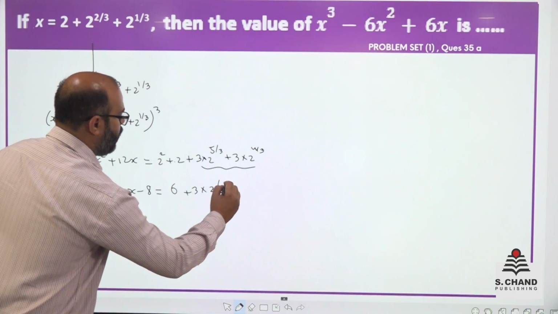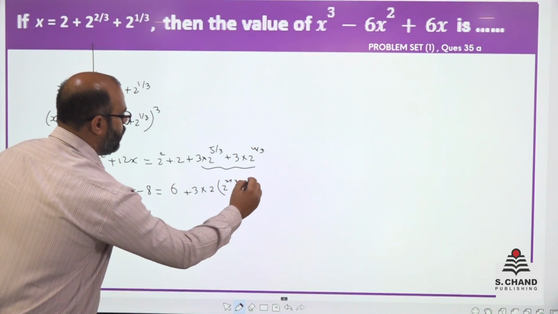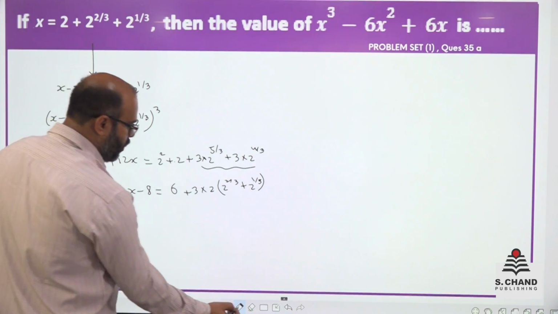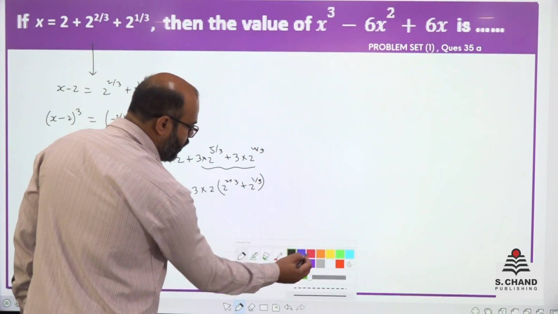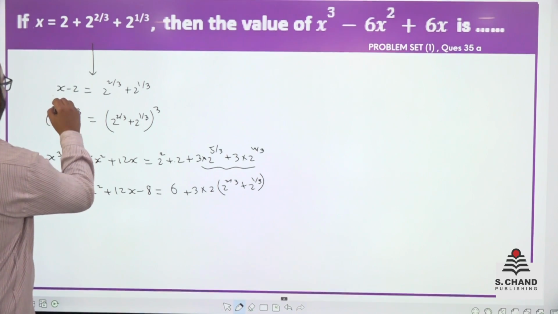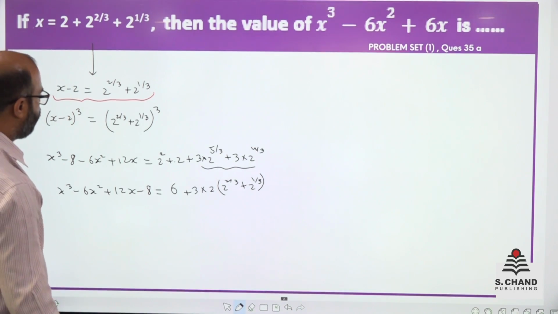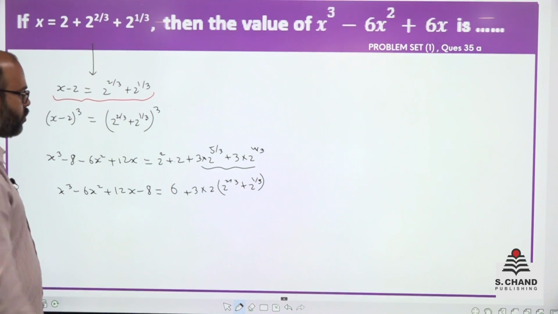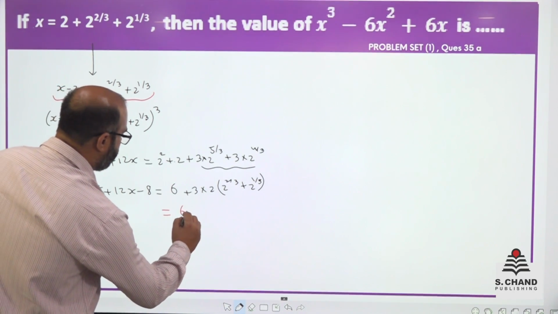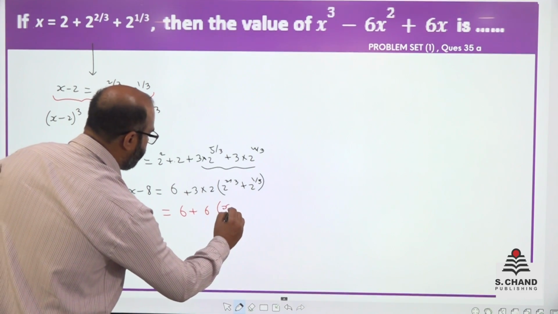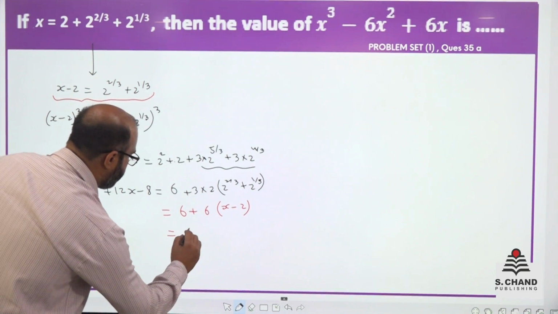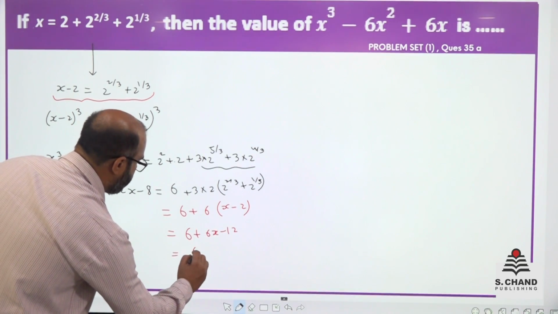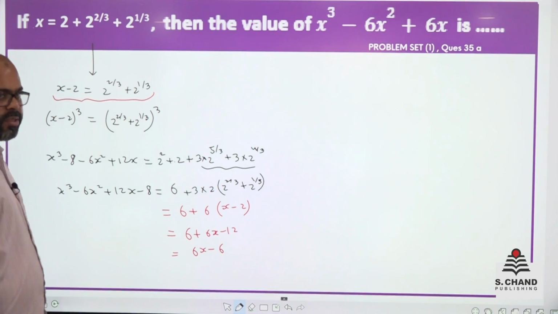So this will be 2 to the power 2 by 3 plus 2 to the power 1 by 3. So we are coming to some conclusion. Just see what we have got earlier. We have got x minus 2 as this. So 2 to the power 2 by 3 plus 2 to the power 1 by 3 can be substituted as x minus 2. So what I am doing here is 6 plus 6 into x minus 2. So this will be 6 plus 6x minus 12. This will be 6x minus 6.